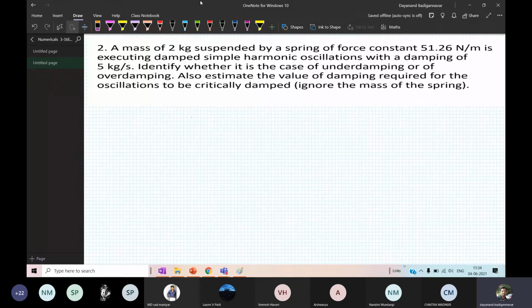Of course, we are a bit faster. It seems to me we are going fast, but it's okay. I have shared the notes, don't worry.